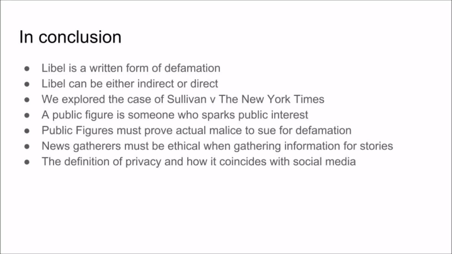In conclusion, in this video, we learned that libel is a written form of defamation. Libel can be either indirect or direct. We explored the case of Sullivan versus the New York Times. A public figure is someone who sparks public interest, and public figures must prove actual malice to sue for defamation. News gatherers must be ethical when gathering information for stories, and we also looked into the definition of privacy and how it coincides with social media.